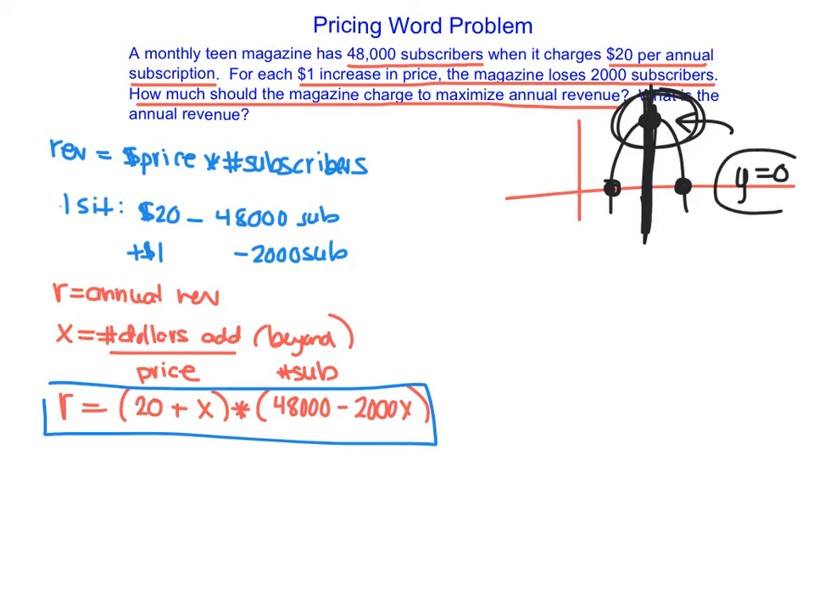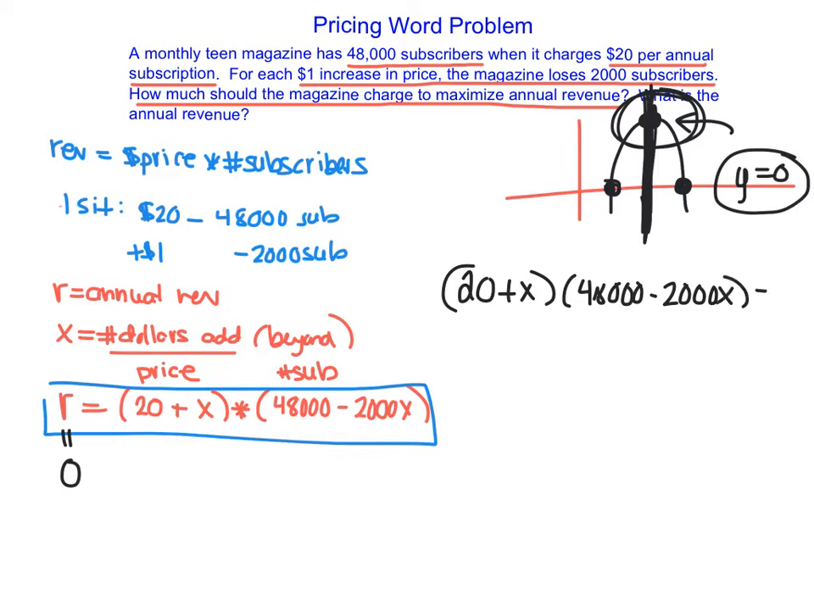Remember, when we solve for the x-intercepts, our y value is set equal to 0, which in this case is equal to R. So what we can do here is take our entire equation of (20 plus x) times (48,000 minus 2,000x), and set that equal to 0, and that will help us to identify these x-intercept points. Now what I notice here is the form that this is written in is perfect for the zero product property. It's already factored.